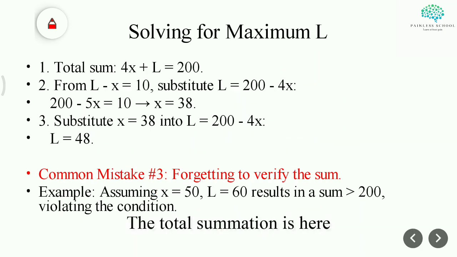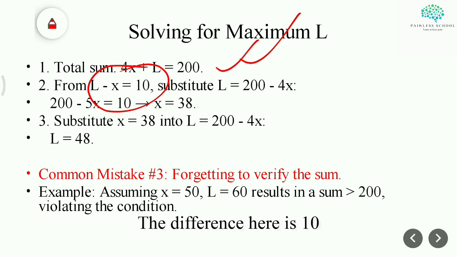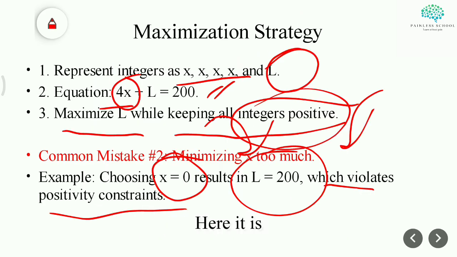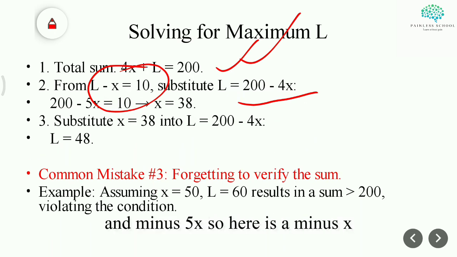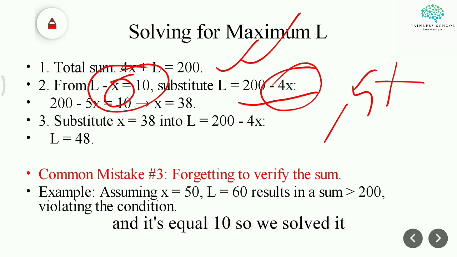The total summation is here. From L minus X, the difference is 10, and we substitute L equal to 200 minus 4X. So we have 200 minus 4X minus X, which totals 200 minus 5X, and it equals 10.